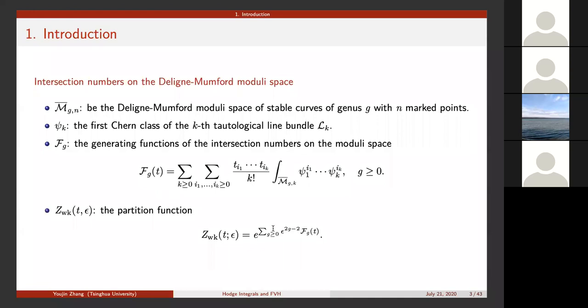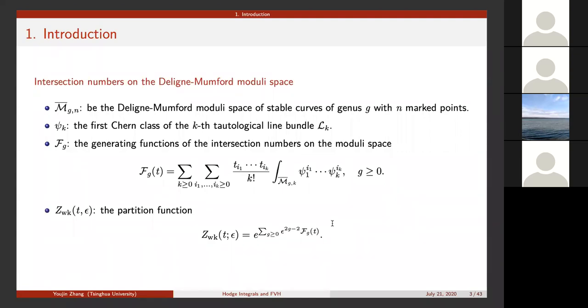And we sum this free energy F_g from this generating function. And this epsilon is called the string coupling constant. Then we obtain the so-called partition function of the 2D topological gravity, which is defined by Witten.